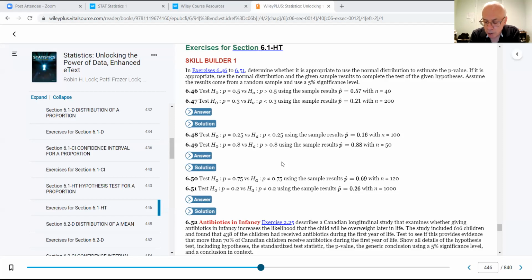Okay. So once again, we're going to do our n times p and n times 1 minus p to ensure that we can use the normal distribution. Let's just write this down, just give me a second here. N times p and n times 1 minus p, we want to make sure that it's at least equal to 10. Go back to our calculator, and I think they are. I don't think we need to, but we still have to do the calculation.